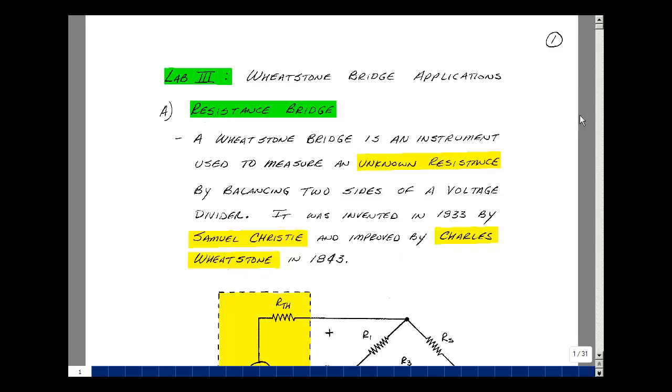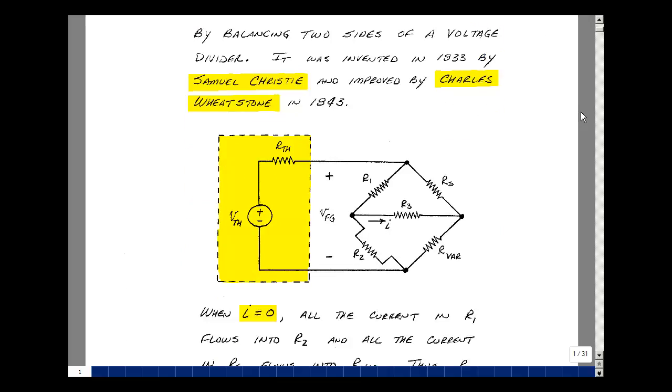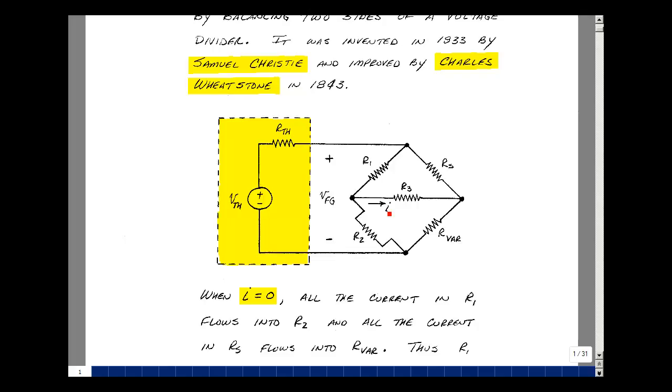Let's take a look at the configuration of a Wheatstone bridge. Suppose we have 5 resistors: R1, R2, R3, R sub S, and R variable. Suppose that I vary this resistance such that the current in this resistor is equal to 0. Okay, what does that imply? Well, let's write down that this is equal to 0.